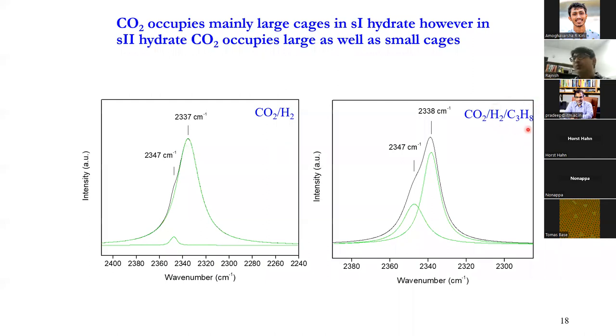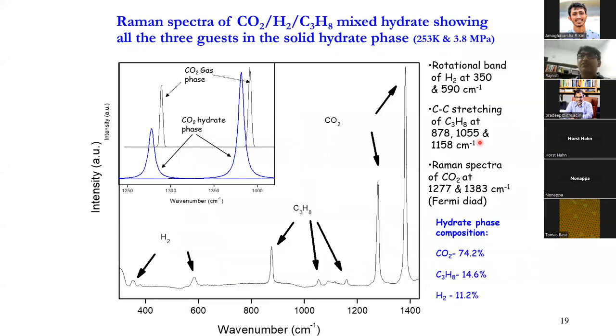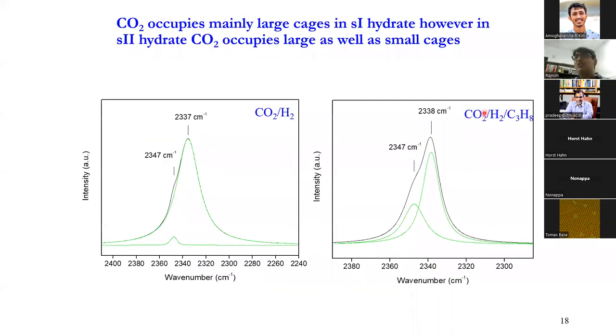Because propane or hydrogen sulfide is also occupying the large cages, my separation efficiency between CO2 and hydrogen reduces, because part of the large cages are now occupied by propane. So only part of the large cages will be occupied by CO2. However, we got some really interesting results. When you form a CO2, hydrogen and propane, or CO2, hydrogen and hydrogen sulfide hydrate, and it forms a structure 2, a lot of CO2 actually occupies the small cages also.